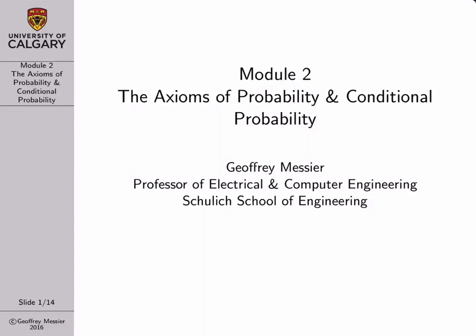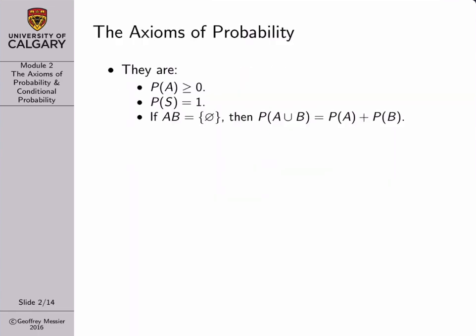I'm a professor of electrical and computer engineering in the Schulich School of Engineering, and this is Module 2, where we talk about the axioms of probability and the concept or idea of conditional probability. So the axioms of probability, you can think of them as some fundamental rules about probability that we're going to use kind of as building blocks to do more interesting things, maybe.